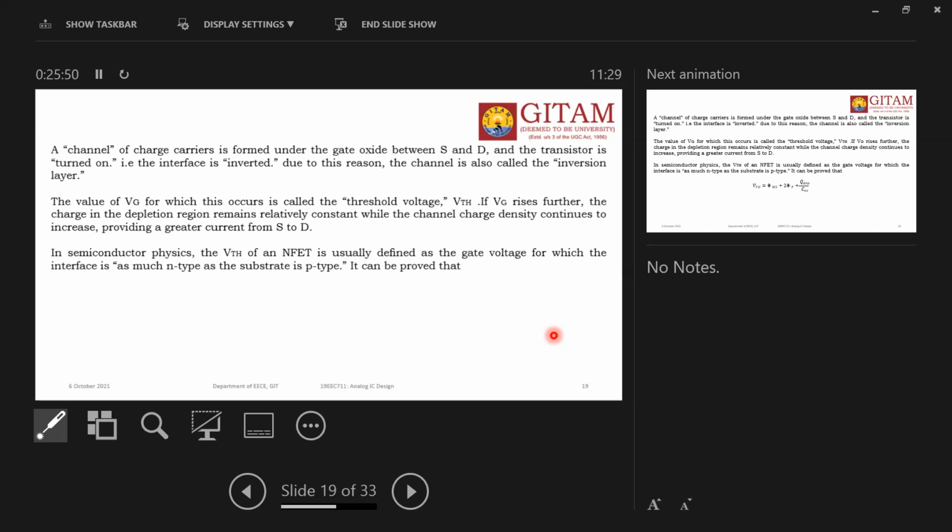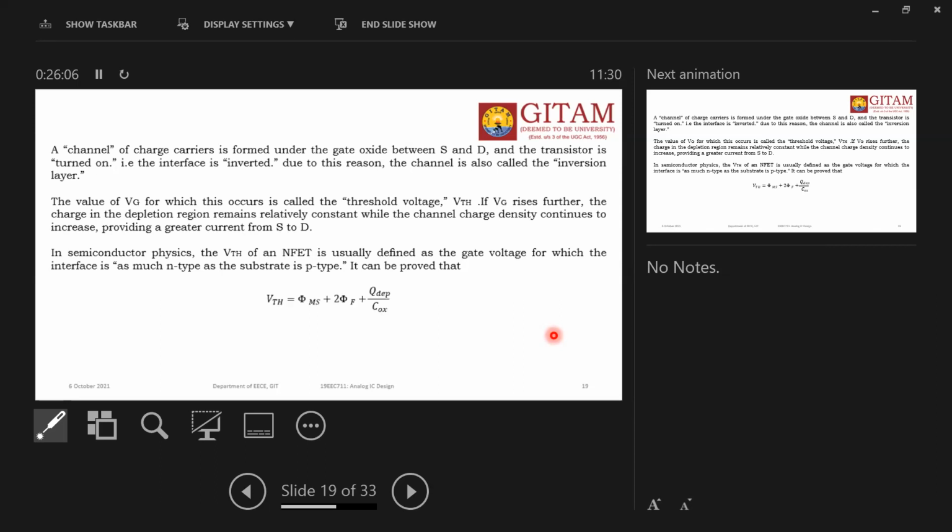is P-type. Earlier there is a P-type layer, with some strength and some amount of charges. The same type, the same amount of charges in the opposite direction, that is called the threshold voltage.